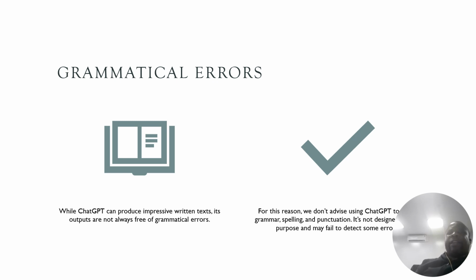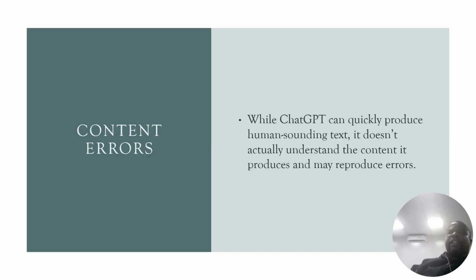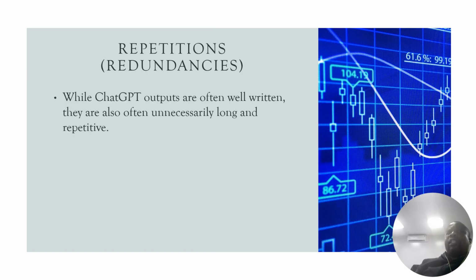Then you have grammatical errors. Grammatical errors are always an issue, but you can still go back and use different tools to analyze that. Then we also have the issue of content errors. While ChatGPT can quickly produce human-sounding text, it doesn't actually understand the content it produces. It may produce errors. This is just a machine, it's not human. So don't ever think that ChatGPT knows what it's doing.